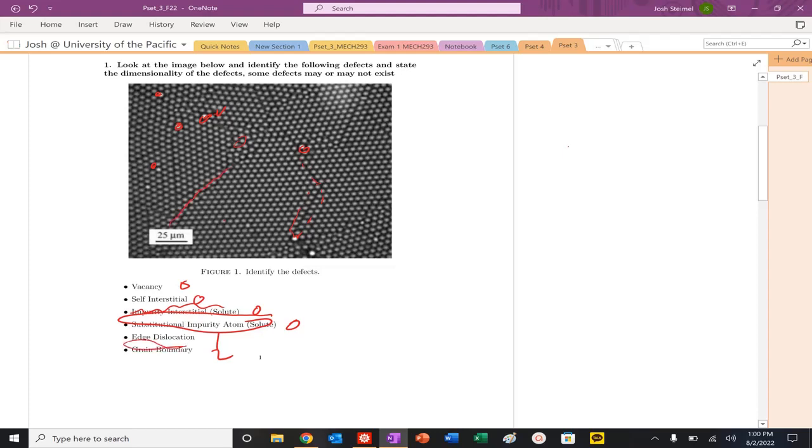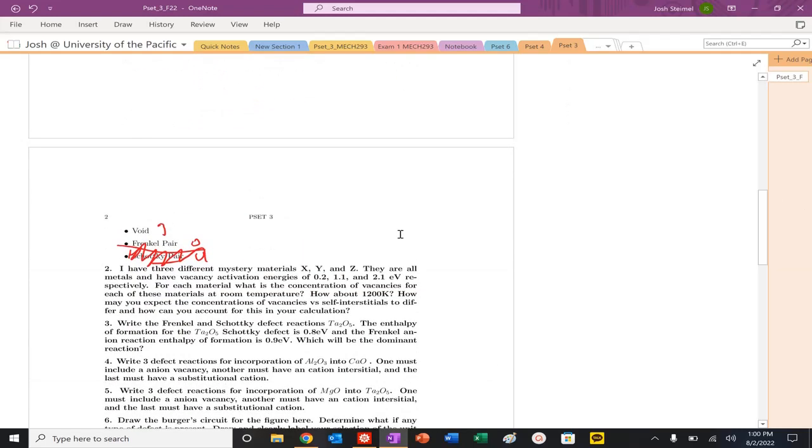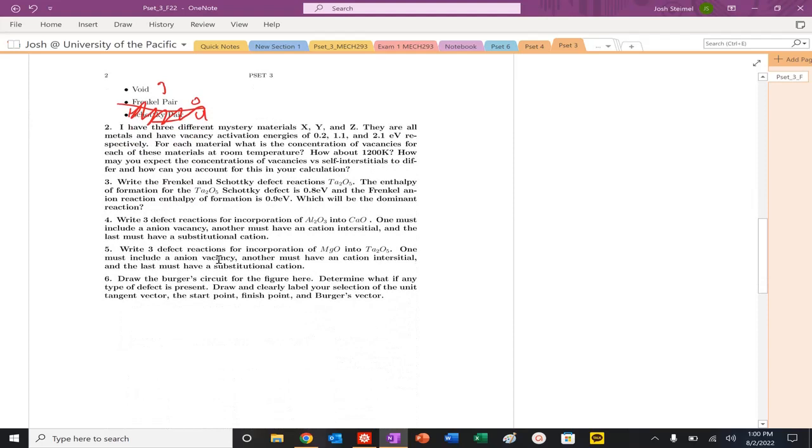Grain boundary, here's a grain boundary. You can see multiple ones. A little grain boundary right here, where the crystals start to shift in terms of the angle between them. So for example, right here, then shift down. And then voids, I don't see any voids here. All right, let's get on to number 2.